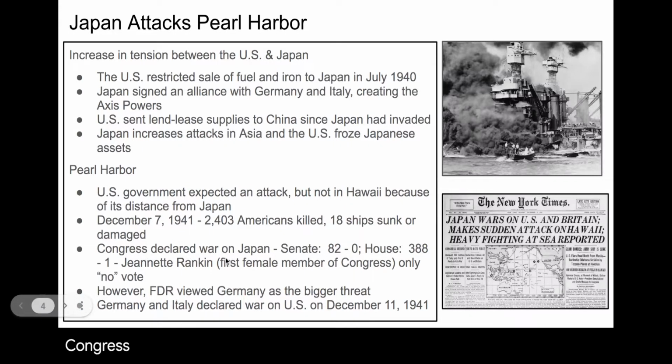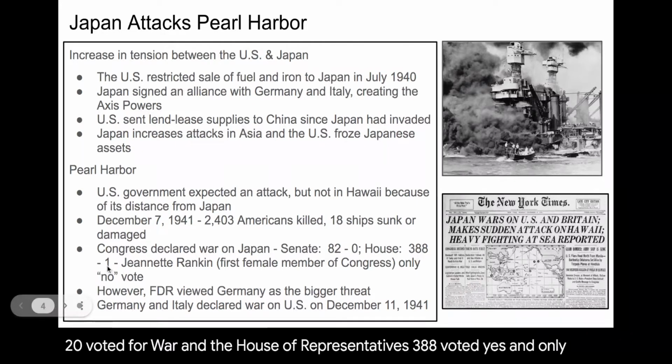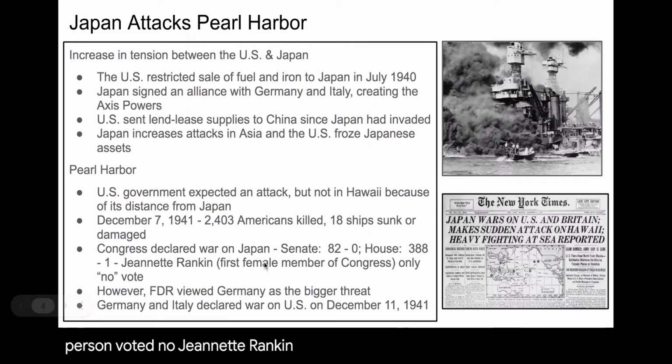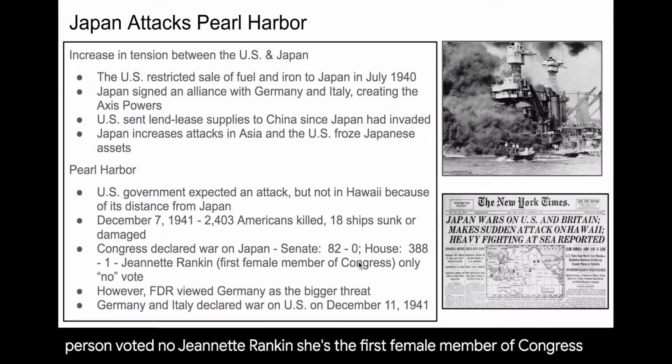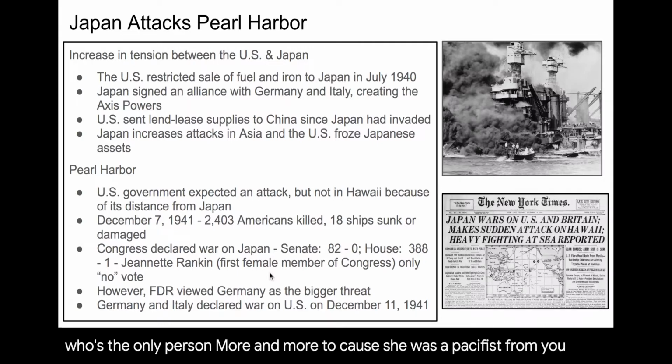And so Congress declared war on Japan. You can see the vote here. 82 senators to 0 voted for war. In the House of Representatives, 388 voted yes, and only one person voted no. Jeanette Rankin, she's the first female member of Congress. She was the only person to vote no on going to war in World War II because she was a pacifist, somebody who opposed all war.